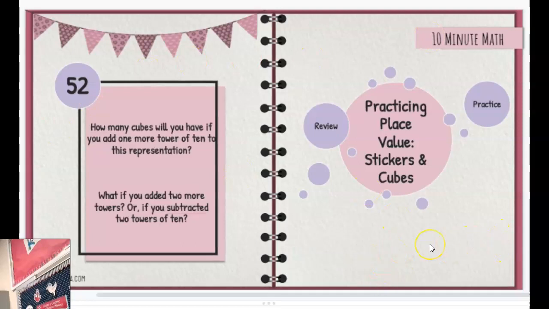Okay, how many cubes will you have if you add one more tower of 10 to your picture? That's right, 62. What if you added 2 more towers? Okay, that would be 72. What if you subtracted 2 towers of 10 from 52? Good job, that would be 32.